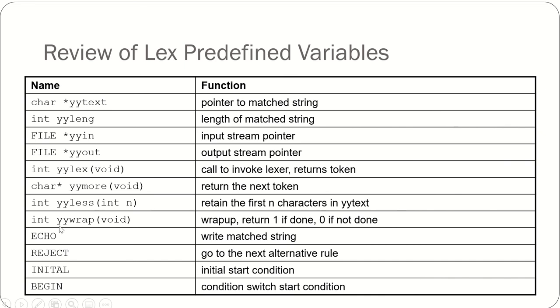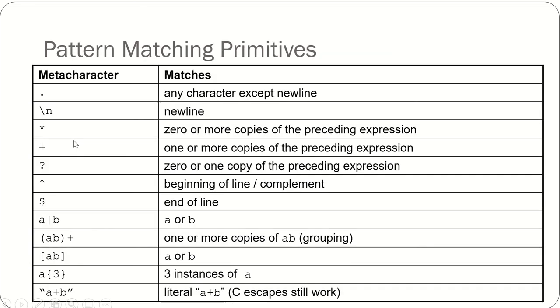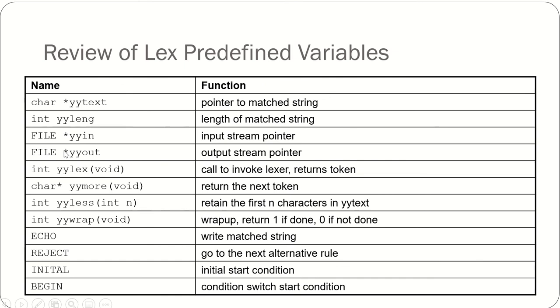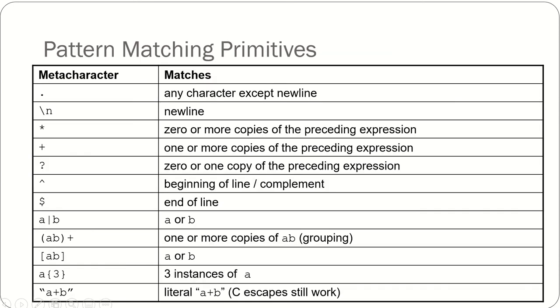These are functions. As we have discussed, yyin is of file pointer type. yyout is file pointer type. This is character pointer, yyleng. So the detailed description of these variables is given here. These are pattern matching primitives as we have discussed for asterisk, plus and question mark. Similarly, you can follow these.